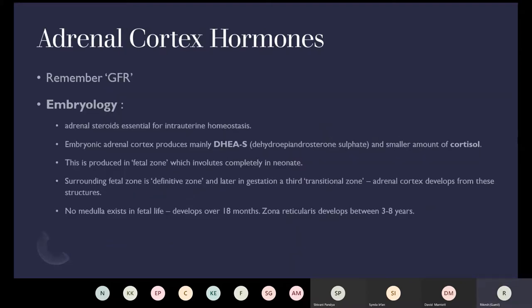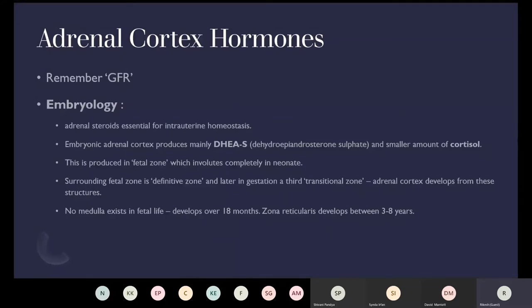So I talked earlier about that, so that was all about the medulla. Now going to the adrenal cortex, so you remember the GFR. Just briefly, e-learning for health goes into a bit of detail. I don't really know if you need to know this, but I'll talk briefly about the embryology. Seems a bit much, but adrenal steroids are essential for intrauterine homeostasis. Basically in the embryo, you get mainly DHEAS, that long one, and a smaller amount of cortisol. And these are produced in the fetal zone, which after birth can involute completely.